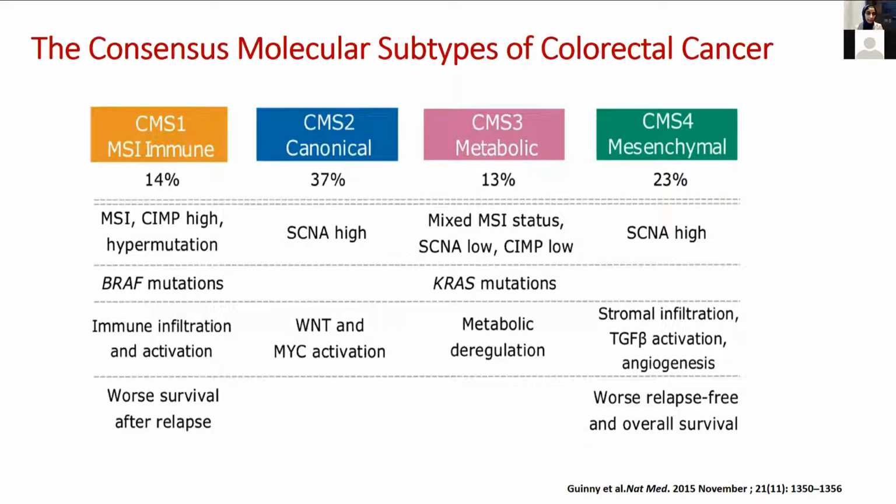profiling that was compiled by the Colorectal Cancer Subtyping Consortium. And you can see here that there are 4 subtypes of colorectal cancer with different deregulation in different biologic pathways. And these include immune, canonical, metabolic, and mesenchymal. These have prognostic correlation as well, but it's not currently clinically validated at this point, and we need further studies to apply them and translate them into clinical practice.